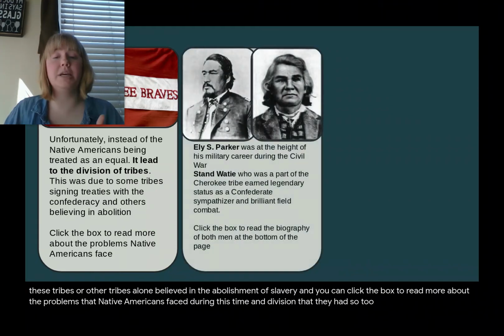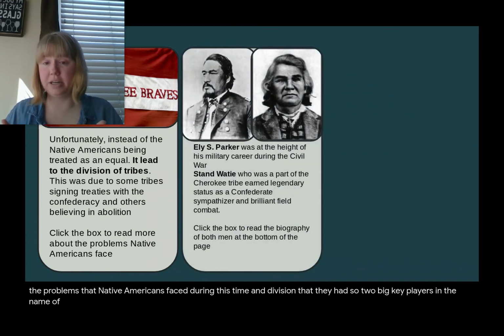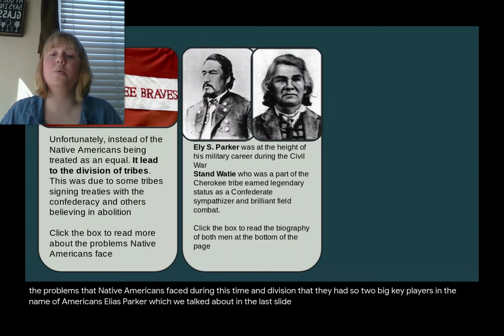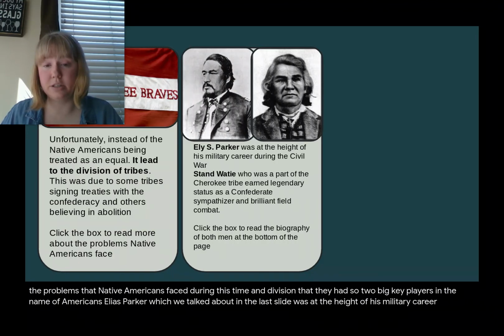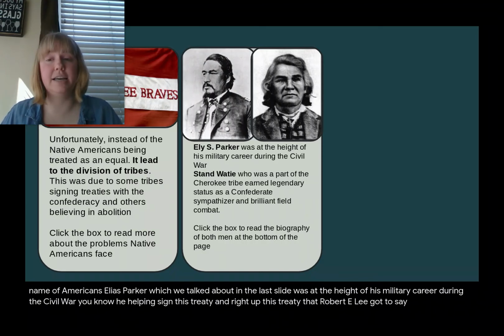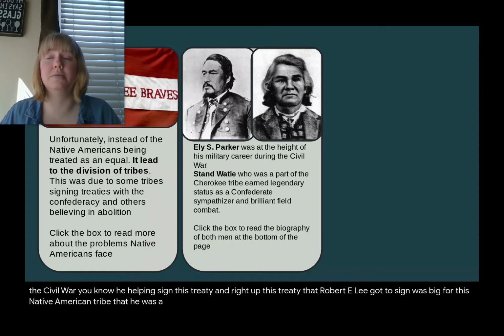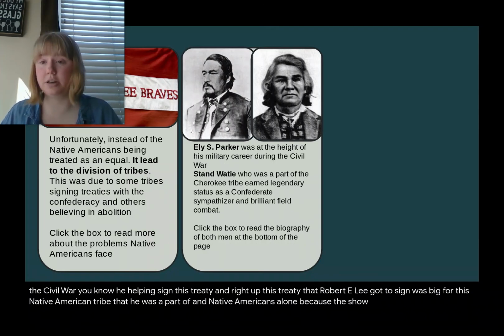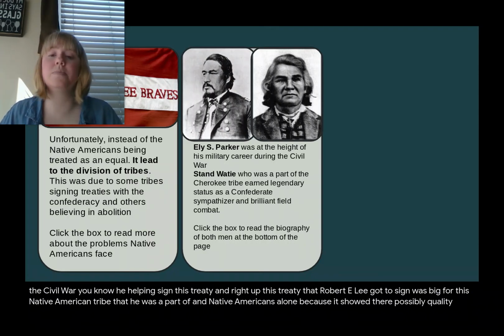So two big key players among the Native Americans: Elias Parker, whom we talked about in the last slide, was at the height of his military career during the Civil War. Helping write up this treaty that Robert E. Lee signed was big for the Native American tribe that he was a part of, and for Native Americans alone, because it showed their possible equality.